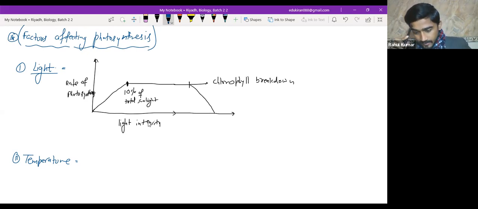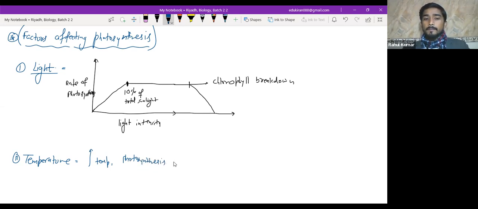So write down, light reactions are affected to a much lesser extent by temperature. So at high temperatures, photosynthesis decreases. If temperature is high, then photosynthesis is high or low? Low, correct? Say yes or no?